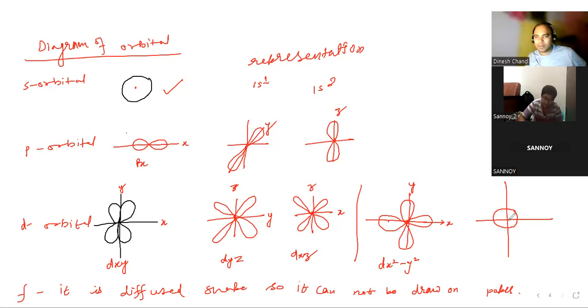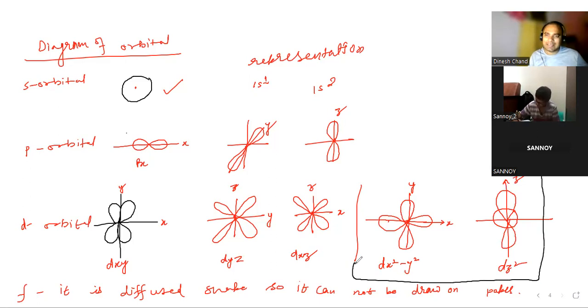Yes, sir. It is seen from a third person perspective, like from above. Thank you so much. So here you see this one. This becomes the z, so that is dz square. These 2, this set, is called the EG set. EG set. What do you mean by EG set? Double degenerate. Okay, double degenerate.